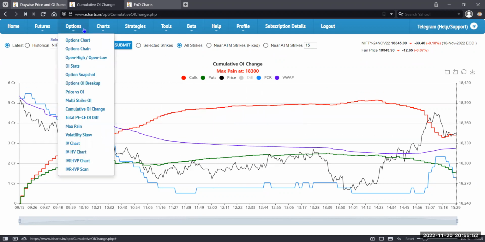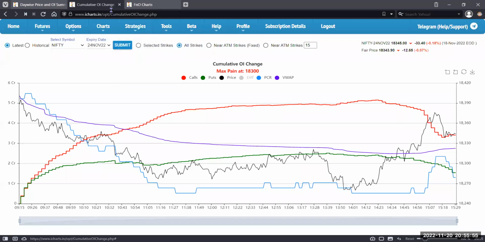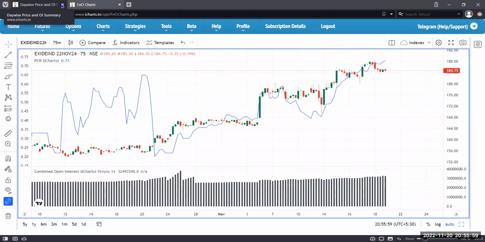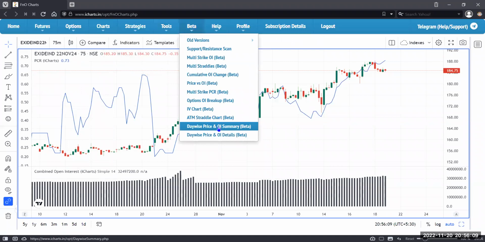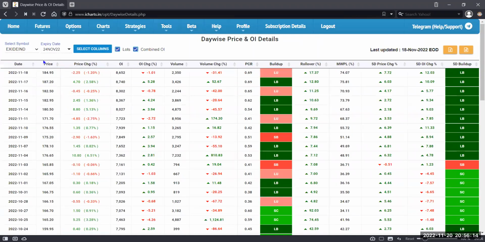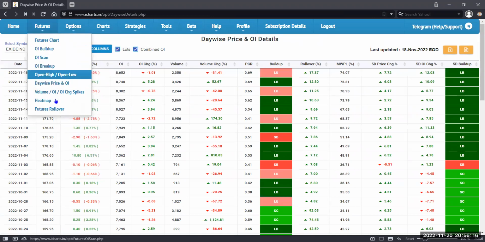Okay. Any specific tool questions? Any other tool questions? Yeah, Shri, going back again to that futures only, day-wise price and OI details. In the 5-day, if you just go to that, not the beta one, but the original one.